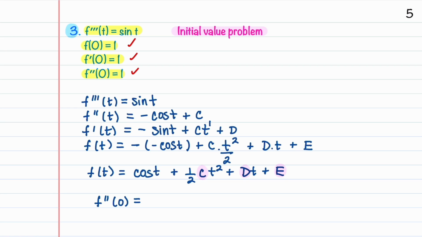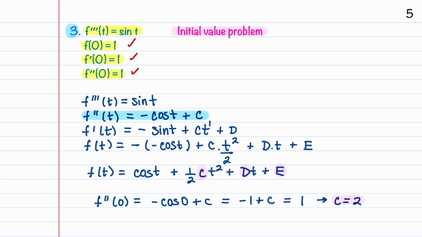Let me go up and highlight this so you can see where we are looking. We are looking right here. If we let t be equal to 0, we get minus cosine 0 plus c. Cosine of 0 is 1, so this is minus 1 plus c, and we set it equal to 1 because that's what we were given in our original problem. And this tells us that c is equal to 2.